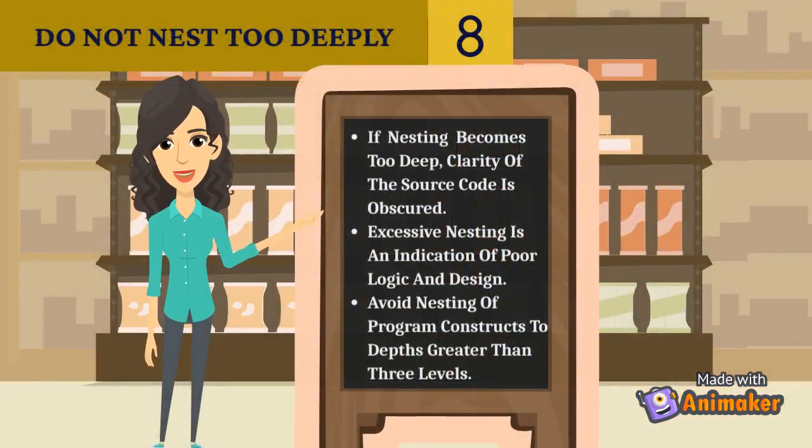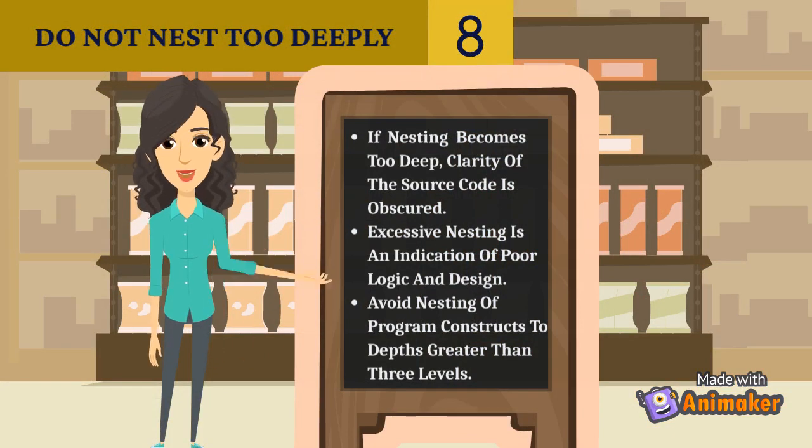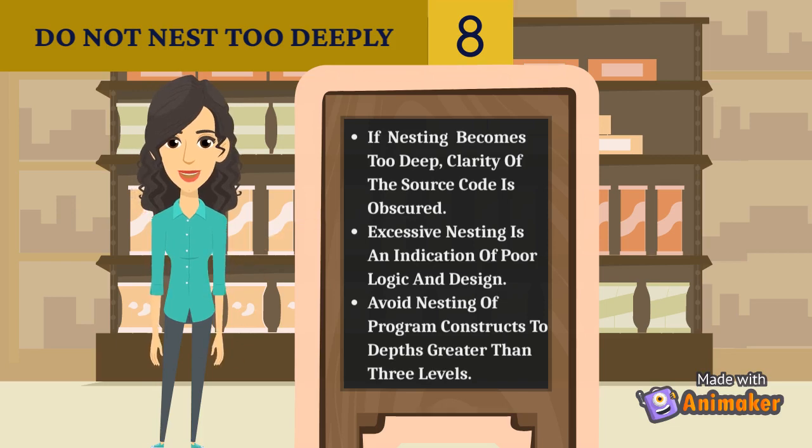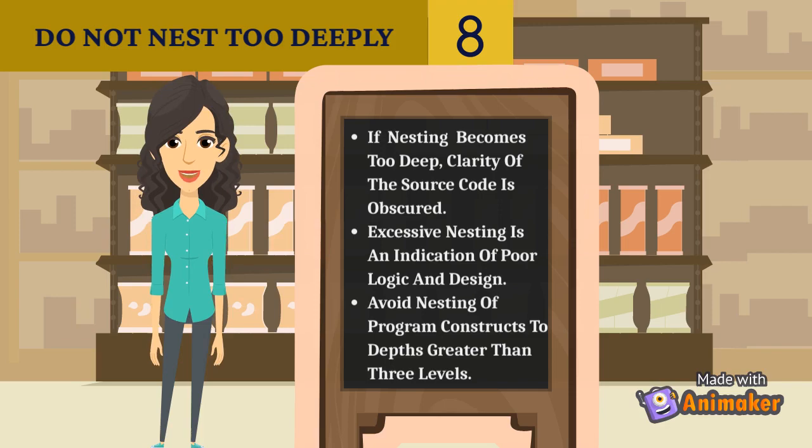Next we will see do not nest too deeply. If nesting becomes too deep, clarity of the source code is obscured. Excessive nesting is an indication of poor logic and design. Avoid nesting of program constructs to depths greater than 3 levels.